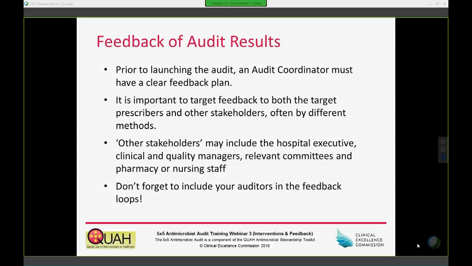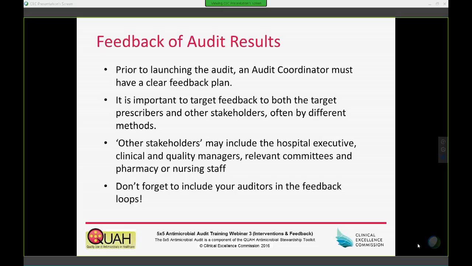Hi everyone. So as Yvette said, I'm going to be talking about feedback, which is a very important part of the 5x5 Antimicrobial Audit method. Basically that method draws on 2 different mechanisms to promote practice change. The first one is that point of care intervention, which we've now covered in quite a bit of detail, and the other one is regular and targeted feedback of your audit results.